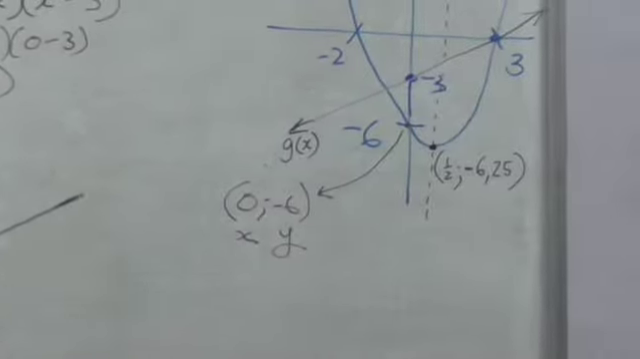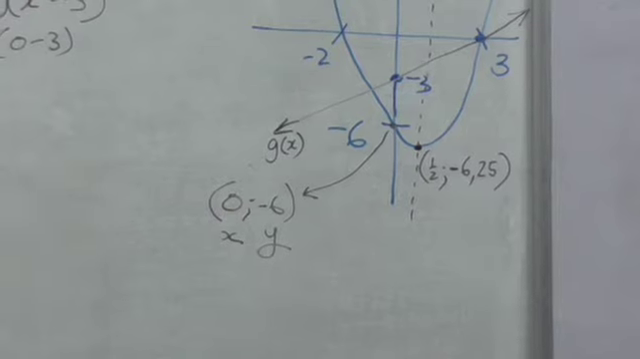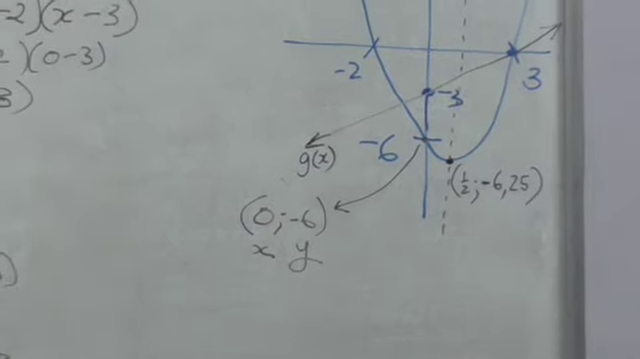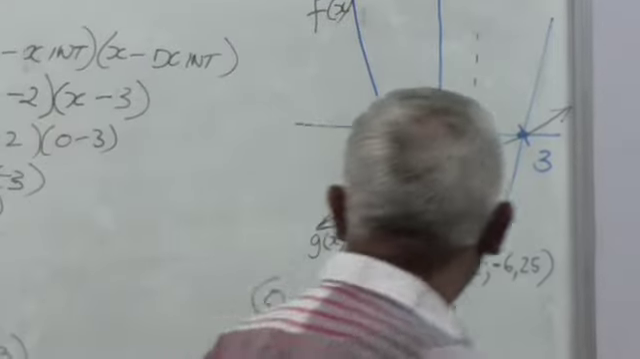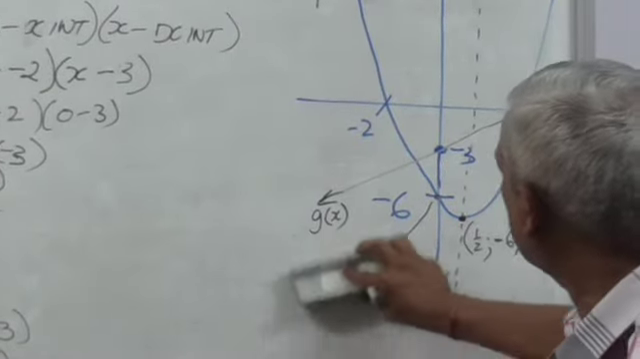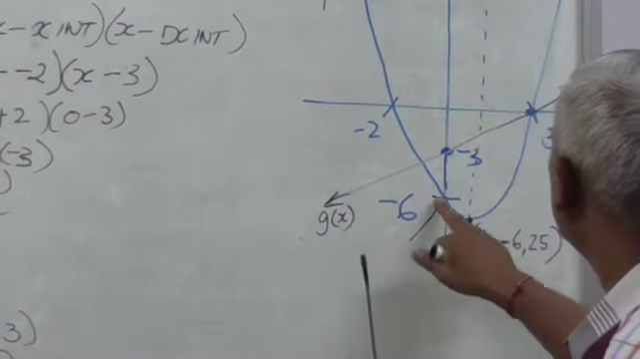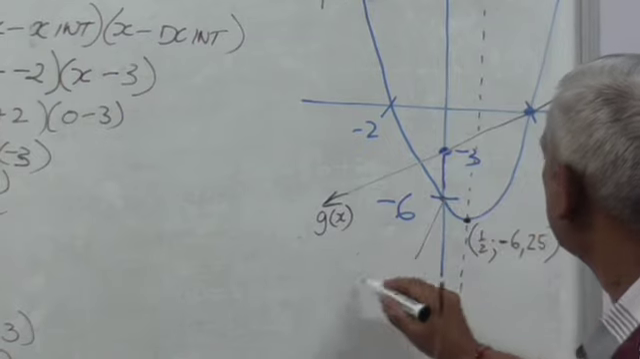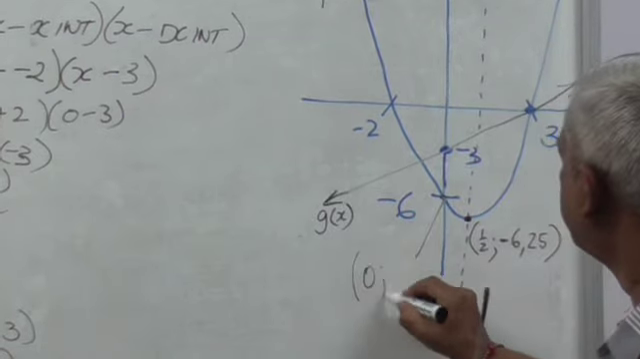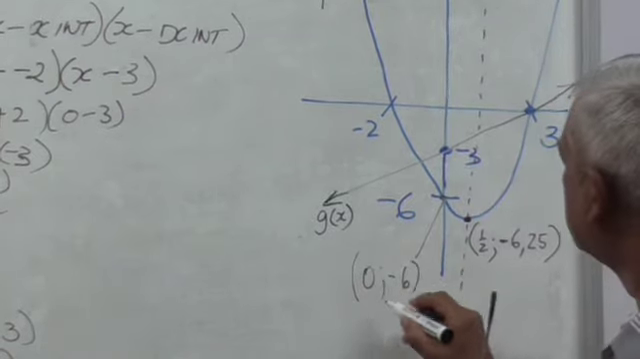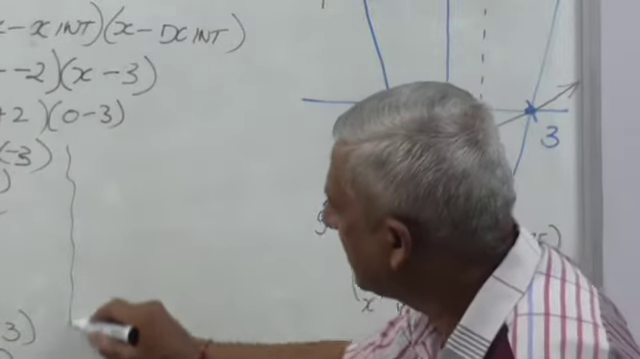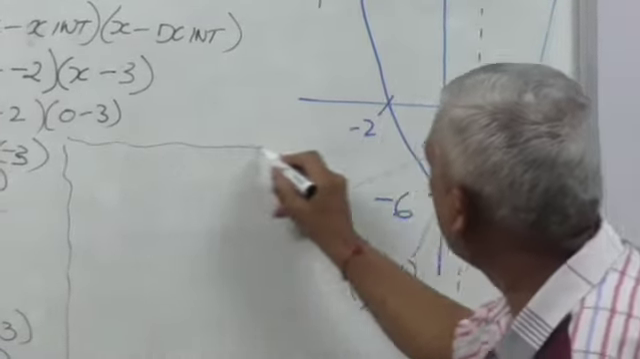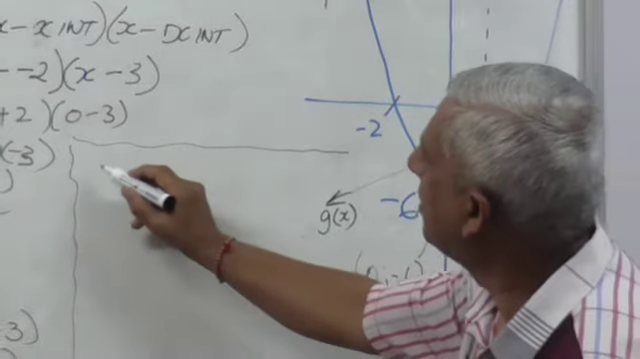I'm going to go over there now and work out the answer for the straight line. So let's go on to that side, and let's create some space for g of x.